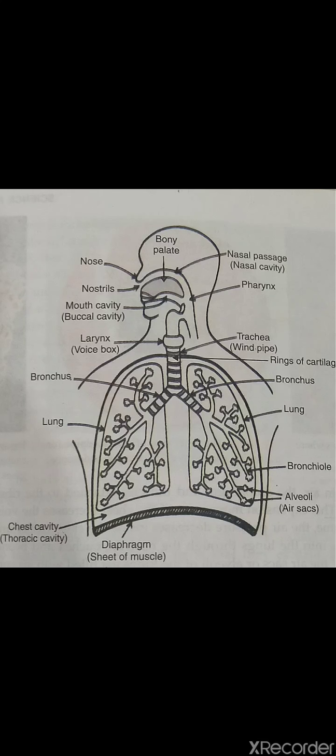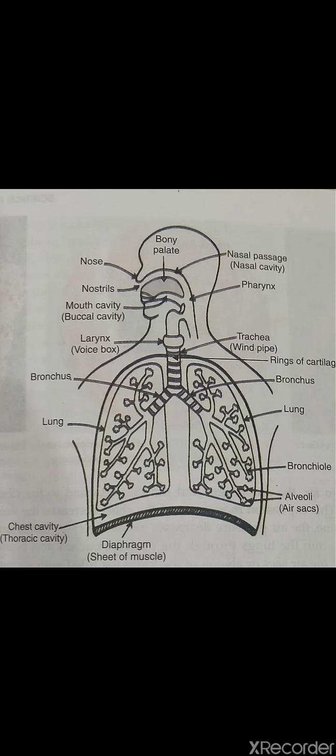Therefore, the carbon dioxide gas which is produced during respiration in the cells of the body tissues diffuses into the blood, and this blood carries the carbon dioxide to the lungs, and from the lungs carbon dioxide is removed with the air we breathe out. In this way, the process of gaseous exchange is completed in the human respiratory system.